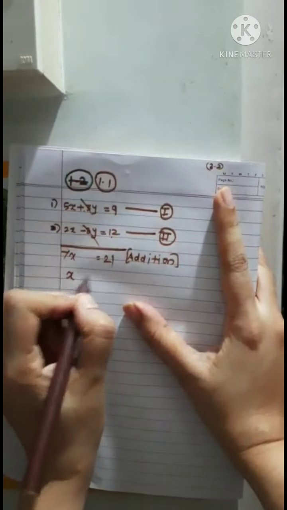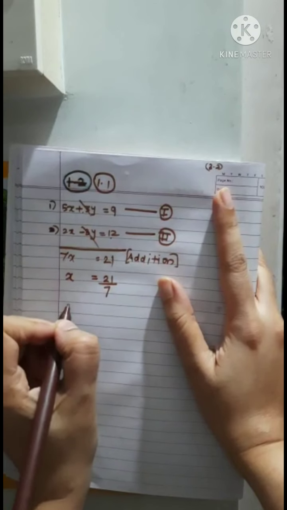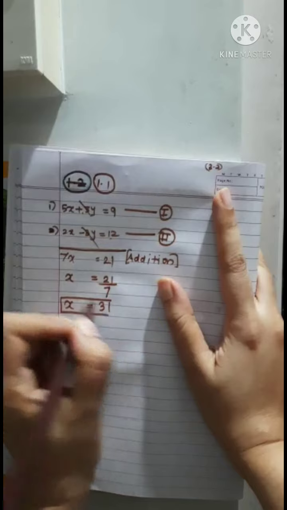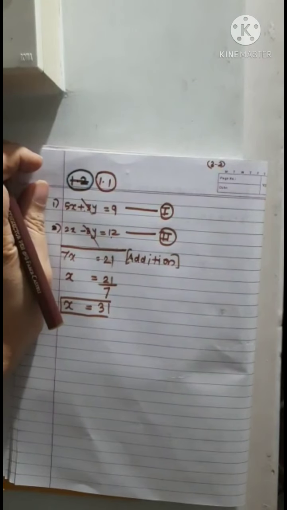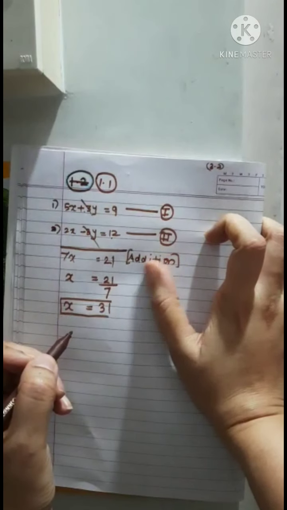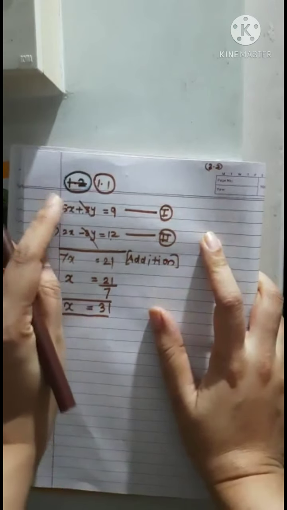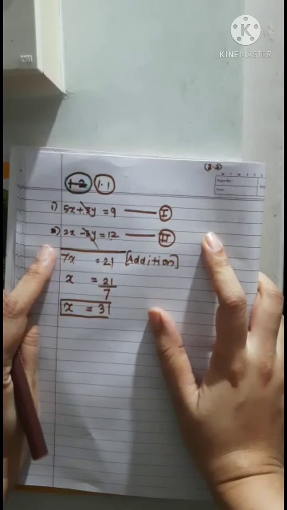Next, 7x equals 21. This 7 will come down, divided by 7. x equals 3. Box it so that the paper checker can easily check it. Okay, now whenever you get this value, you have to substitute this value in any equation, either equation 1 or equation 2.